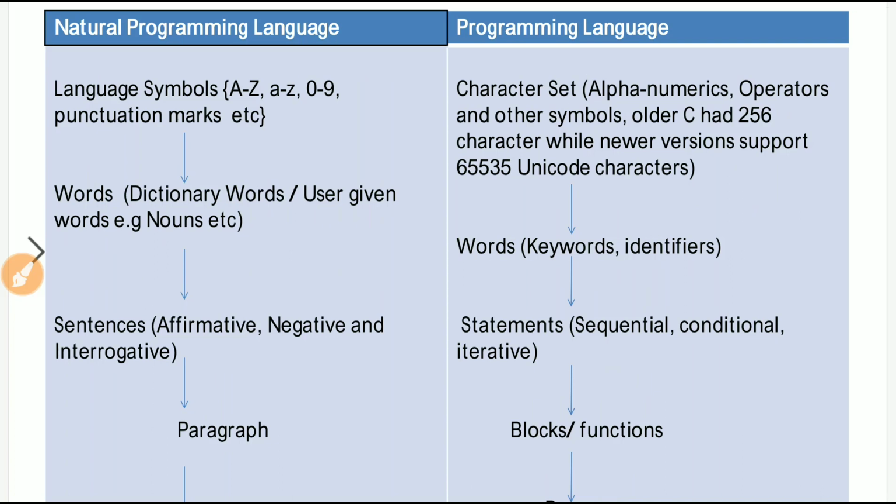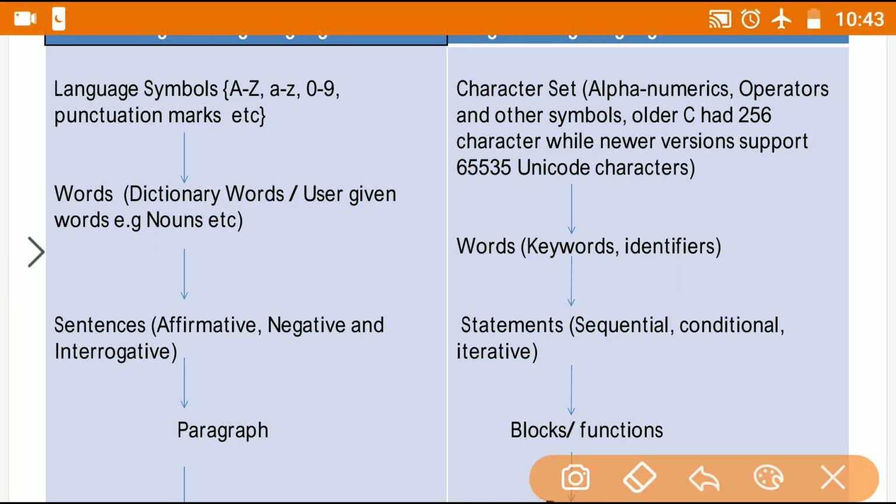In the same way, you can start learning a programming language. The starting point is to understand the character set of a programming language. The character set can include alphanumerics, operators, and other symbols. The older C had just 256 characters, while newer versions support up to 65,535 Unicode characters like Java.